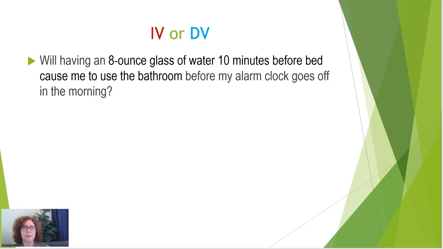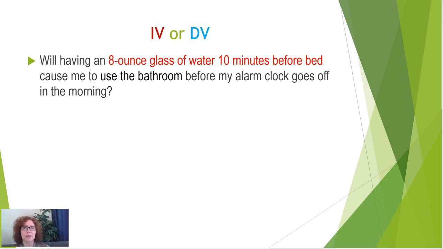So what is the independent variable? Before you look at the answer on the next slide, I want you to decide for yourself what is the independent variable and the dependent variable. So pause till you get your own answer. All right, so the answer is the independent variable is the 8-ounce glass of water 10 minutes before bed.